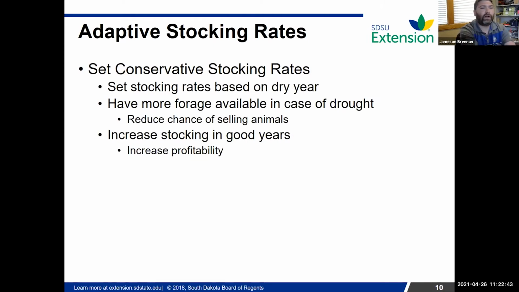And then lastly, another management strategy is to set conservative stocking rates to begin with. So you can set your stocking rates based on your dry year production. What this will do is give you more forage available in case you do have a drought, and that can reduce your chances of selling animals. You can also increase your stocking in good years. So if you have a lot of forage production, you can increase that stocking rate and capture more of that grass and potentially increase your profitability as well.